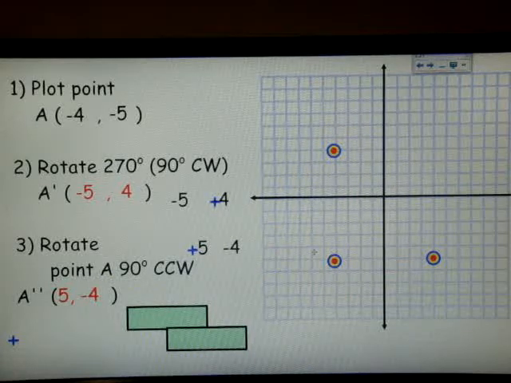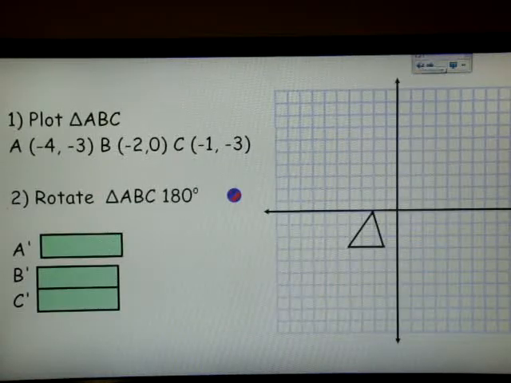So let's just make sure we recap. 270 or 90 degrees clockwise means I'm continuing, if you can see my mouse moving in the pattern of a clock. Counterclockwise means the opposite way. The most popular transformation you'll probably see is rotating 180 degrees. You'll see that on your quiz for sure, you'll see it on your benchmark, and you'll see it on MSA.